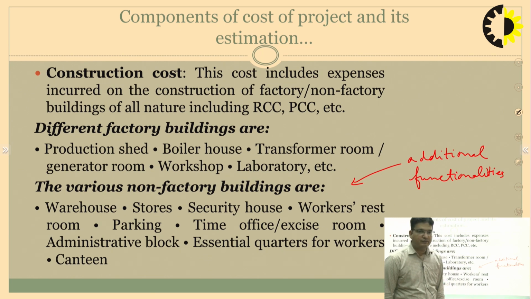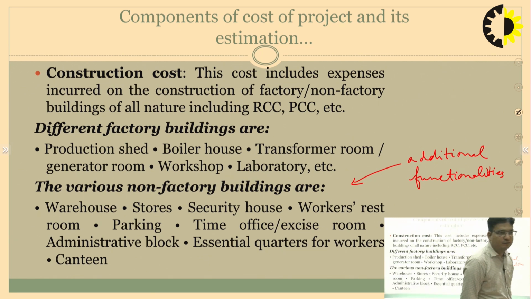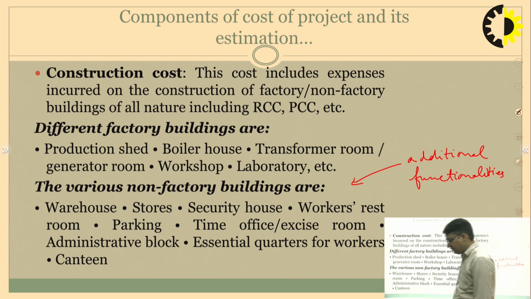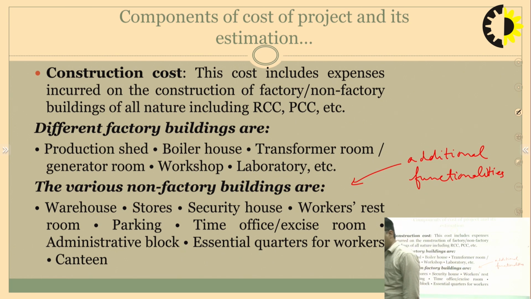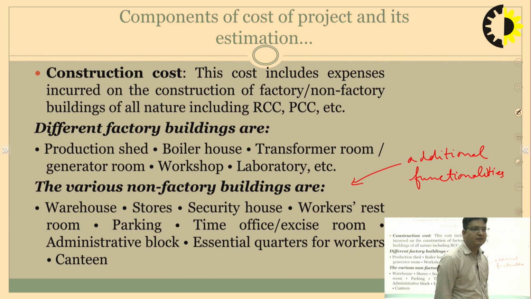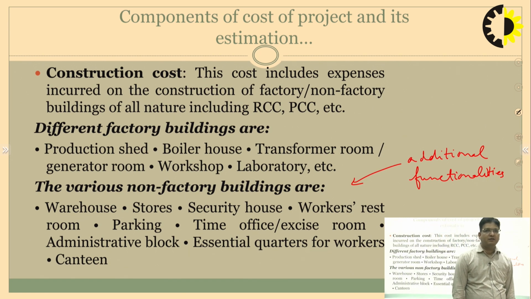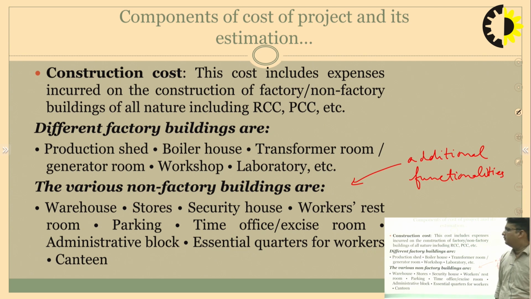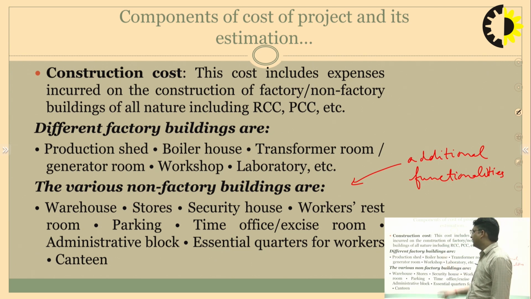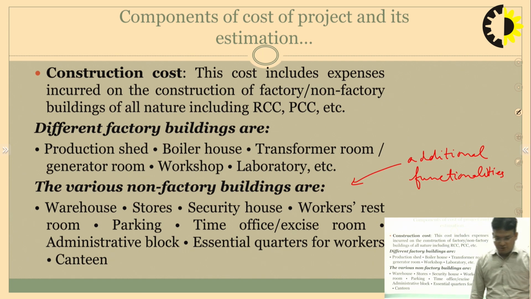For administrative control, we need an administrative block, and essential quarters for the workers who are residing on site. There must be provisions for quarters for them. A canteen and a mess should be there to cater to their food requirements. So, these are the two types of buildings at the premise. One is factory buildings, the other is non-factory buildings. I hope it is clear to all of the viewers.